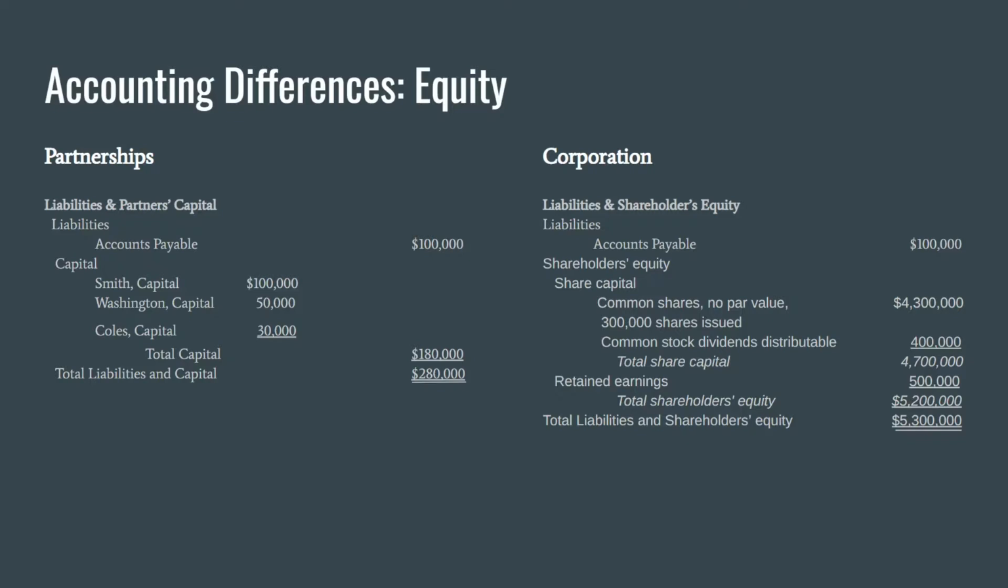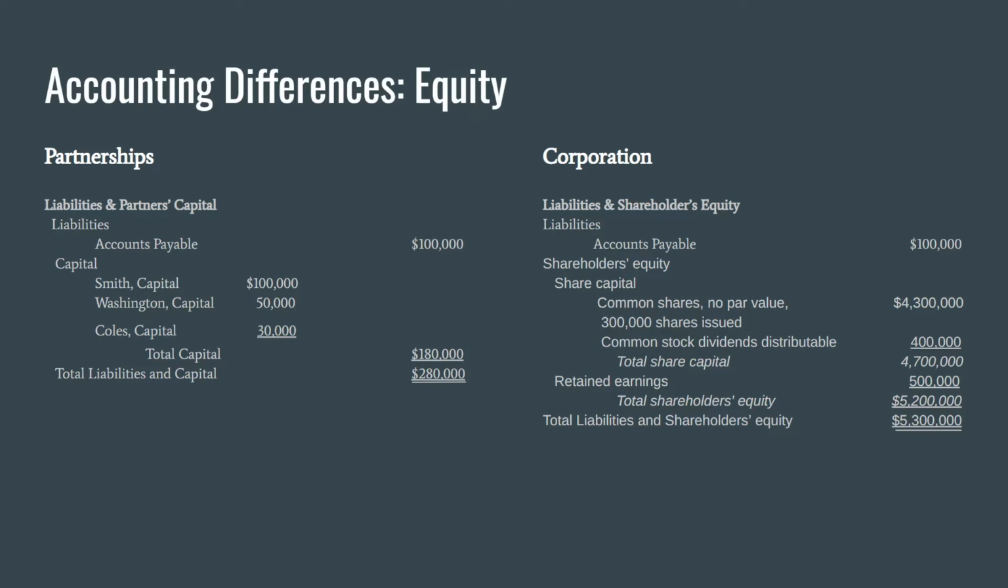But for corporations, instead of having capital of the owners, it has the total shareholders' equity and the liabilities. So in this case, again, the accounts payable will be 100,000, but then doing the calculations, looking at the share capital and then the retained earnings, you would add that up and get the total shareholders' equity of 5.2 million, and then add this to your accounts payable of 100,000 to get 5.3 million.